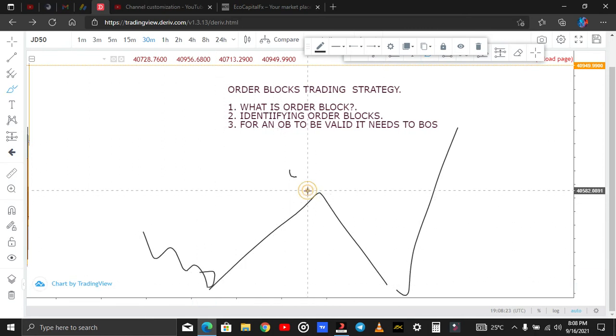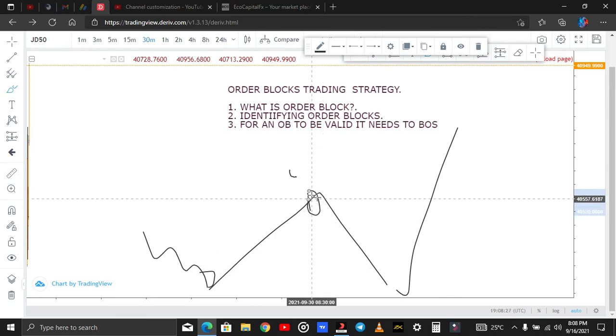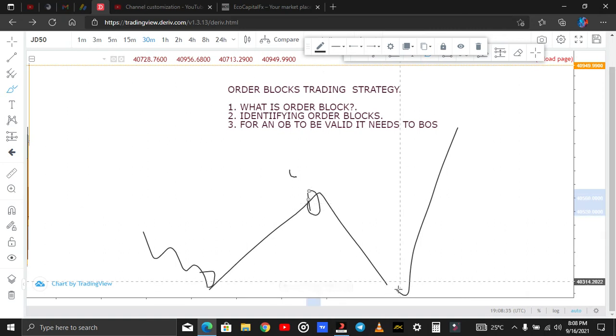Here also, the last bullish candle before this reversal downwards is an order block. So also here, the last bearish candle before this upward movement has left an order block.